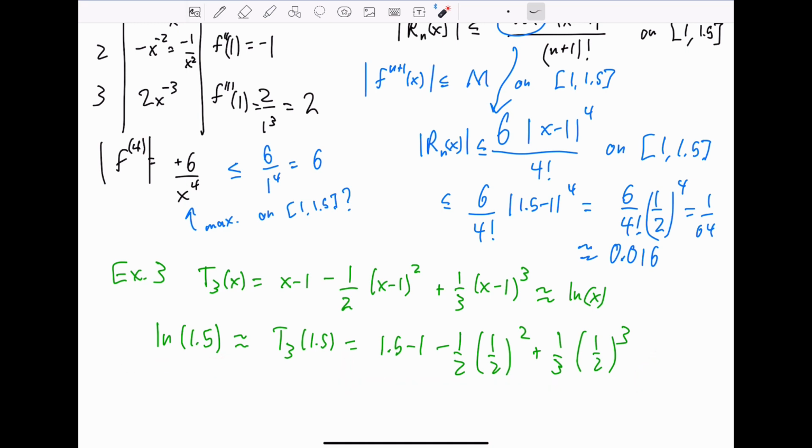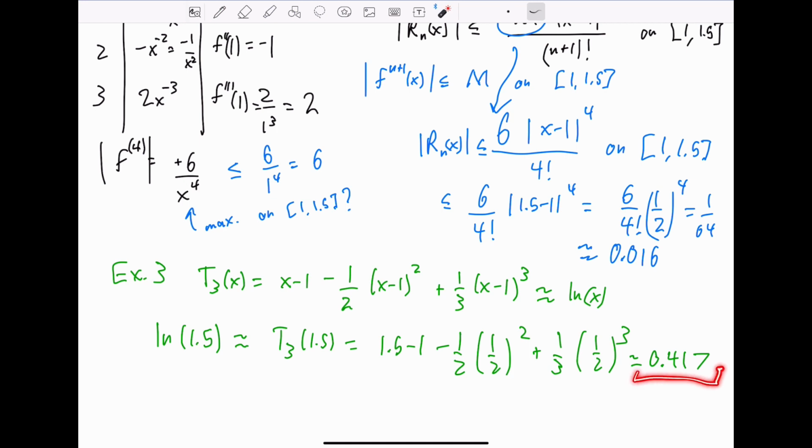Apart from plugging it in a calculator, we'd really have no clue. What's natural log of 1.5? I don't know. Well, here's a very close approximation. Rather than simplify this all out by hand, I'm going to plug it into Mathematica and see what I get. This approximately equals 0.417. So natural log of 1.5 is pretty close to 0.417.